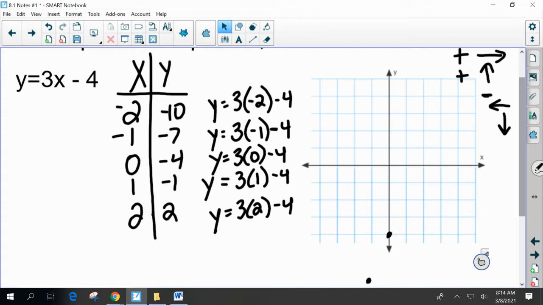Okay, and then 1, -1. So am I going left or right? Right, and then what? Down 1. Right 1, down 1. And then 2, 2. Which directions am I going? Right. Go right 2, up 2. And then connect them with a line, and you want to include arrows at the end of your line because your line technically goes on forever.